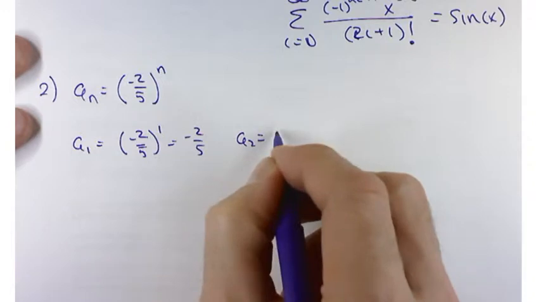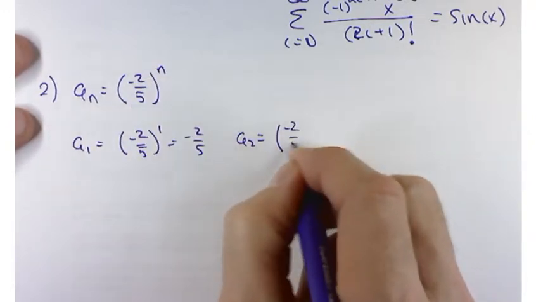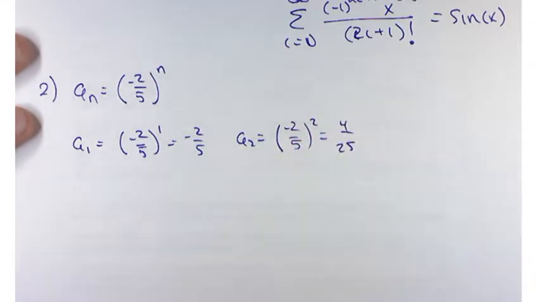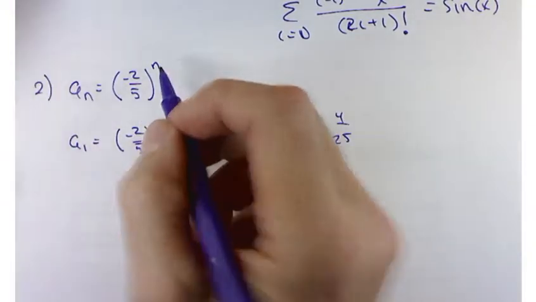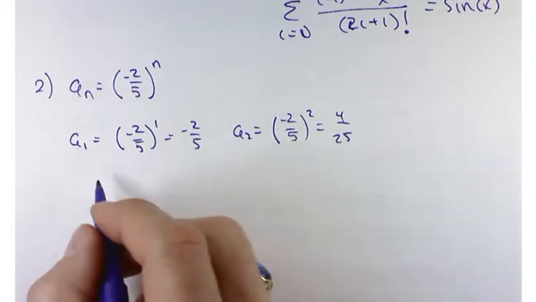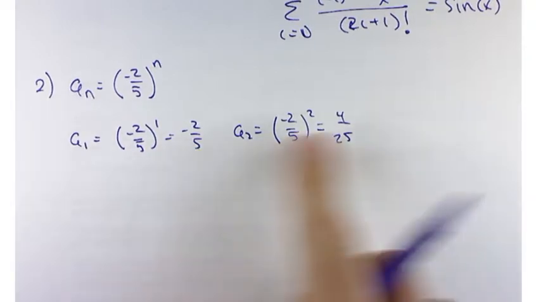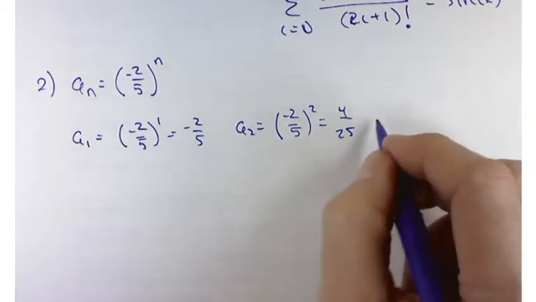A sub 2 is similar. We're going to put in a 2 here for n, so it's going to be negative 2 fifths squared, which would be 4 25ths, and so on. So we need 3 more terms. It's just going to be a matter of raising negative 2 fifths to higher and higher powers. Or alternately, you could take this answer times negative 2 fifths, and this by negative 2 fifths, etc., and get succeeding terms.